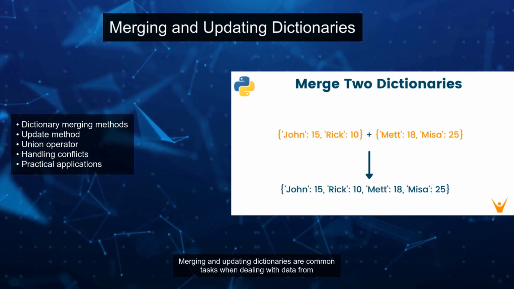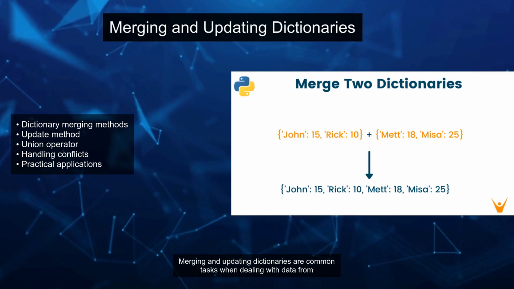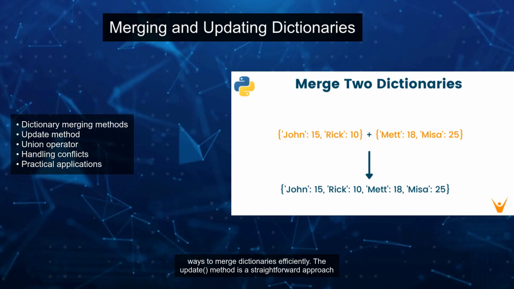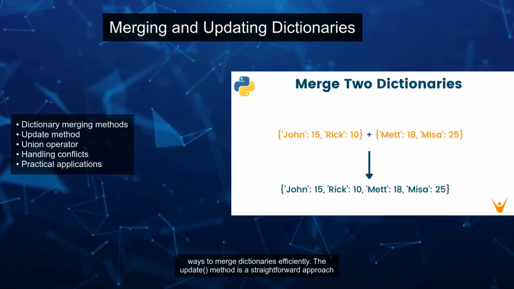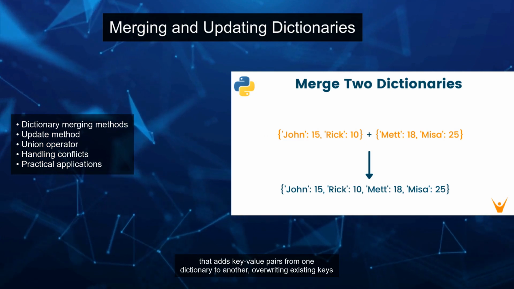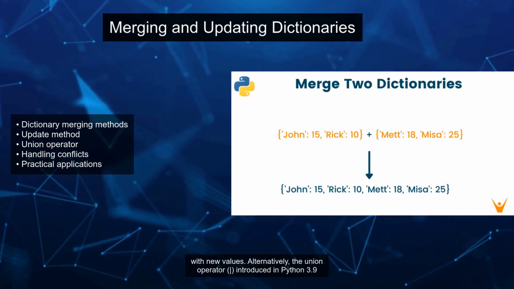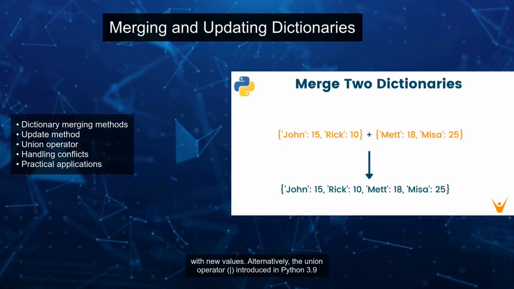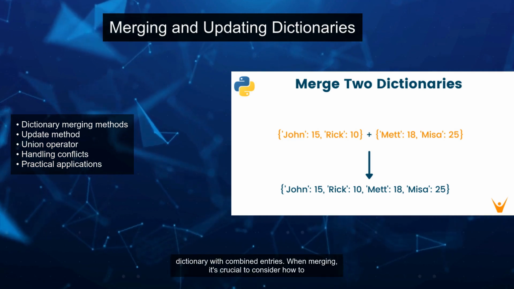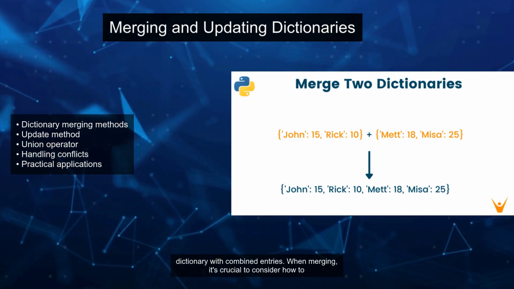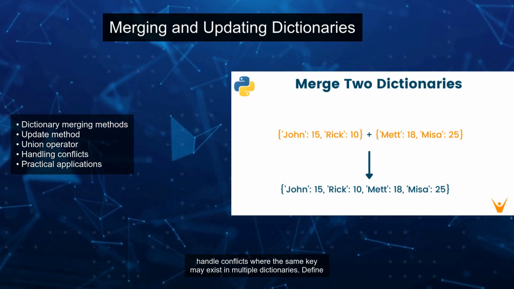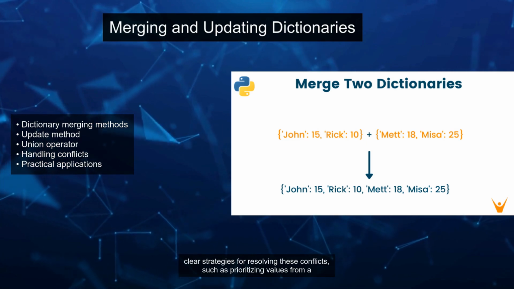Merging and updating dictionaries are common tasks when dealing with data from multiple sources or when needing to augment existing datasets. Python offers several ways to merge dictionaries efficiently. The update method is a straightforward approach that adds key value pairs from one dictionary to another, overwriting existing keys with new values. Alternatively, the union operator, the vertical bar, introduced in Python 3.9, allows for a more intuitive syntax to merge dictionaries, creating a new dictionary with combined entries. When merging, it's crucial to consider how to handle conflicts where the same key may exist in multiple dictionaries.